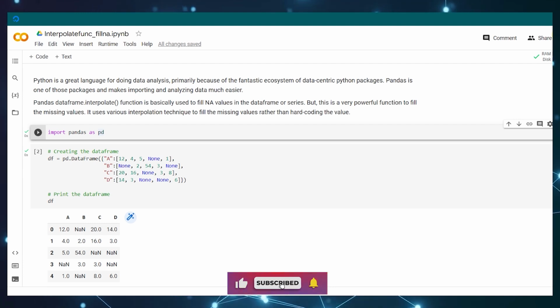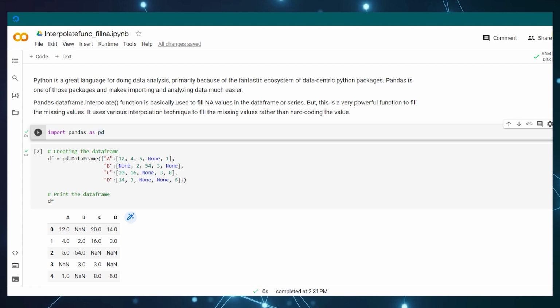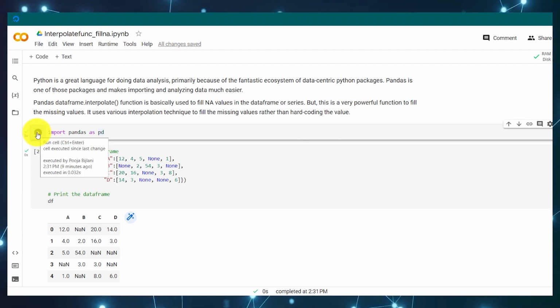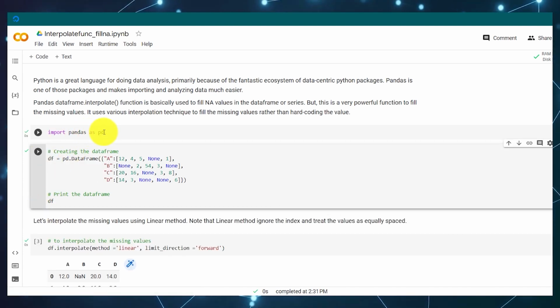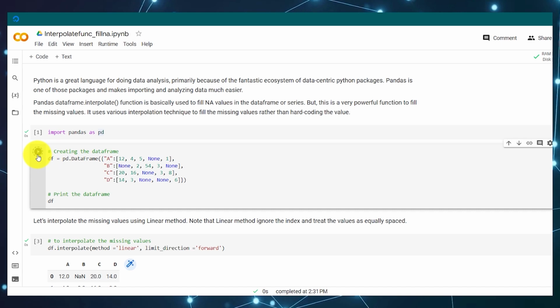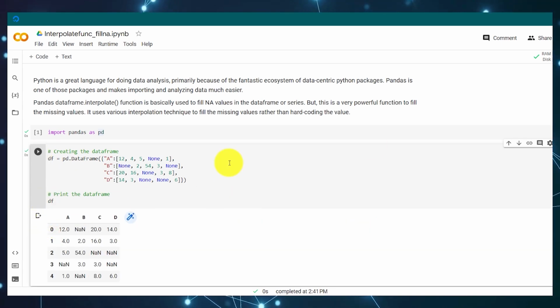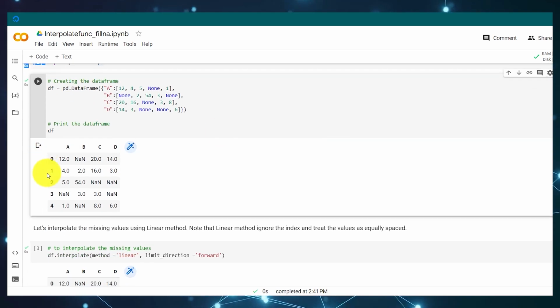Now next, how to use it. Simple meaning is, instead of us calculating the mean, median, mode and deciding which one to go for, the interpolate function does it for us. See how we do that. I am executing the first line, that is, I am trying to execute the import library. Then now we are creating the data frame. This is a data frame with some missing values, okay, NaN values.